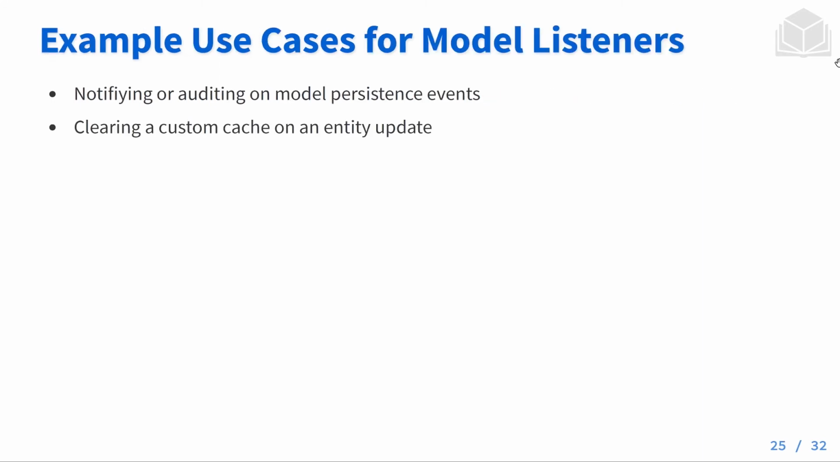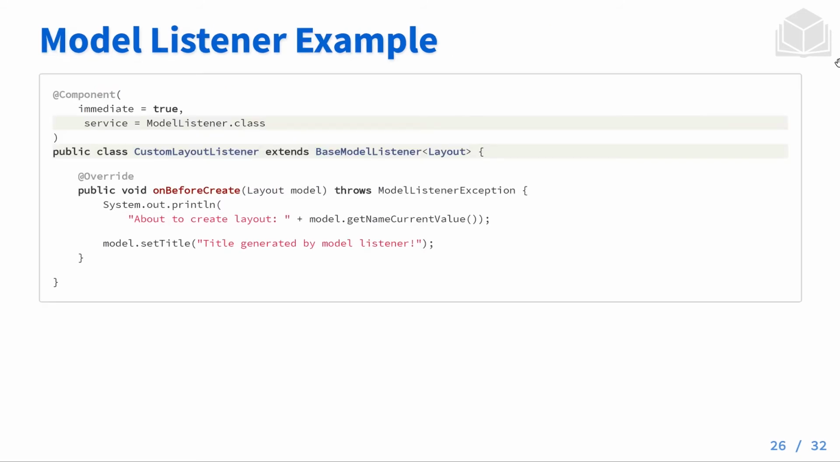Some example use cases for model listeners include things like notifying or auditing on model persistence events, or clearing a custom cache on an entity update. Here we're going to take a look at one of the model listener examples, and you'll notice that we're specifying the service here, which is ModelListener.class. And we're going to go ahead and name this class CustomLayoutListener, which extends the BaseModelListener. And in this case, we're going to extend the BaseModelListener of Layout.